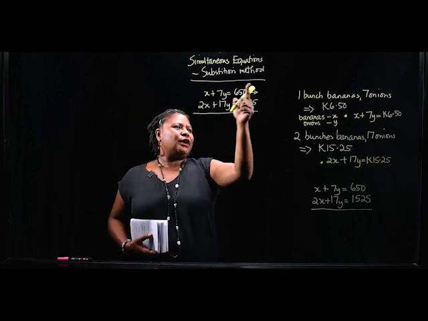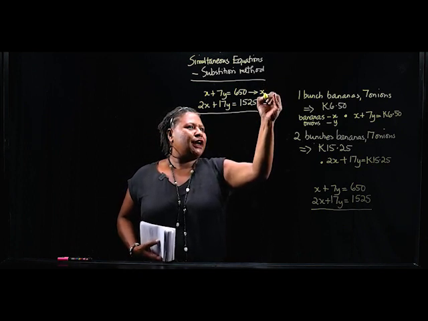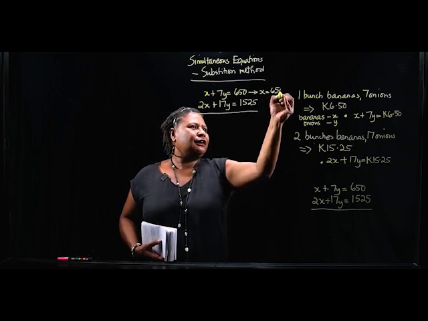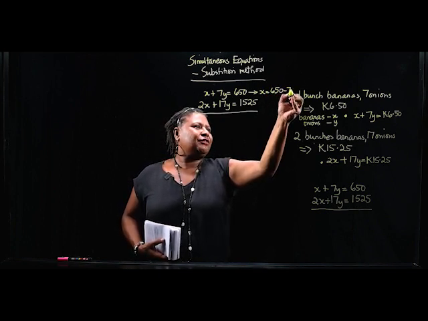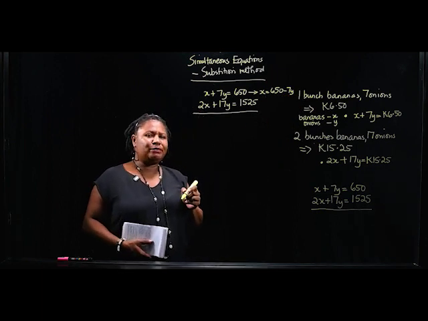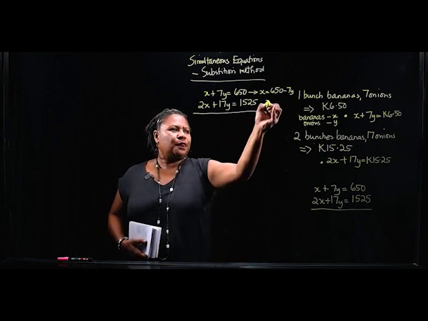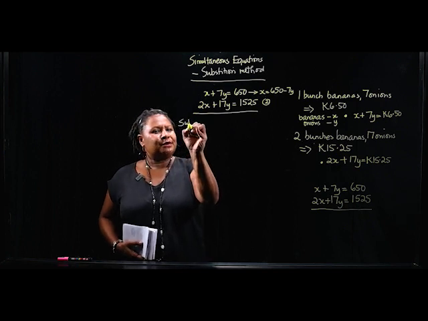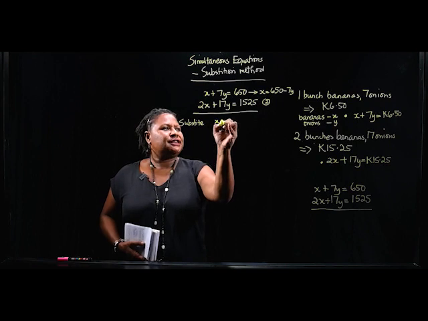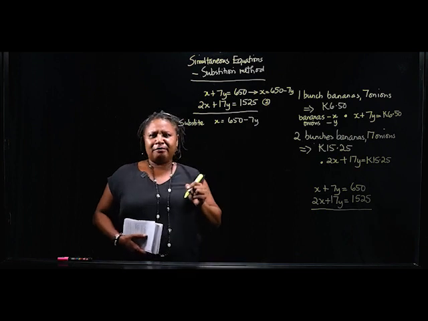So we take 7y across to this side of the equation so that equation 1 now becomes x equal to 650 minus 7y. Okay, x equal to 650 minus 7y. All right, so this is equation number 2. We are going to substitute x equal to 650 minus 7y into equation number 2.